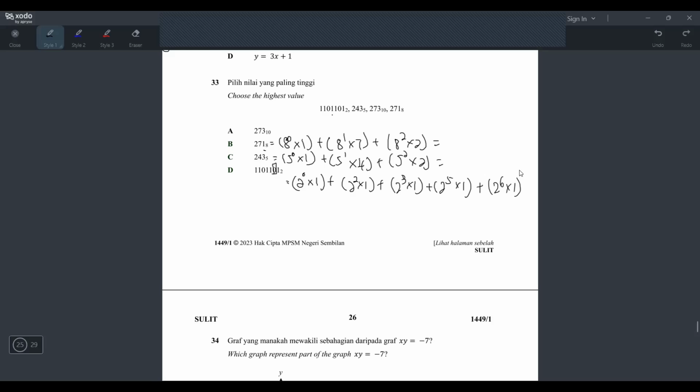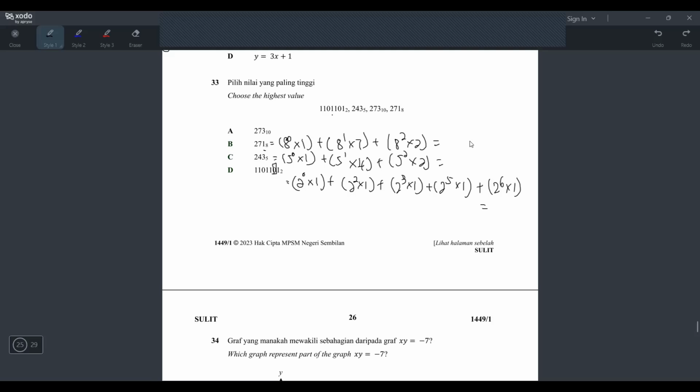Right? Okay, let me double check whether I wrote correctly. 2 power 0, 1, 2, 3, 4, 5, 6. So power 6, power 5, 3, 2, 0. 6, 5, 3. Yeah, correct. Okay, now we press calculator. Let's press this one first.